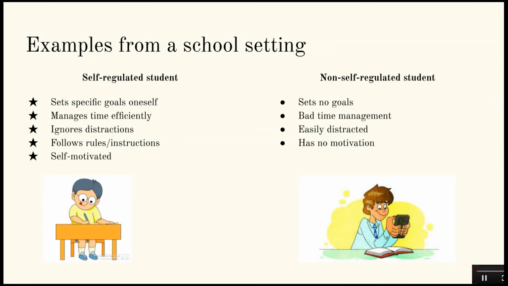Examples from a school setting. We touched on this a little bit in the previous slide, but to go more into detail, we will compare a self-regulated student to a non-self-regulated student. A self-regulated student is one who sets specific goals for oneself, manages time efficiently, ignores distractions, follows rules and instructions, and is self-motivated. A non-self-regulated student sets no goals, has bad time management, is easily distracted, and has no motivation. While looking at these characteristics, it's important to understand that a non-self-regulated student can become self-regulated.